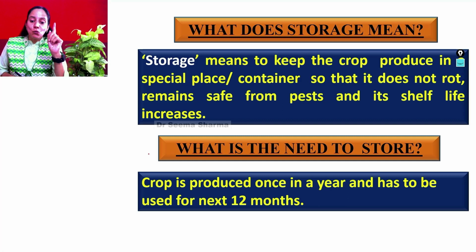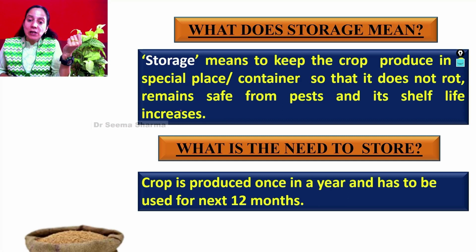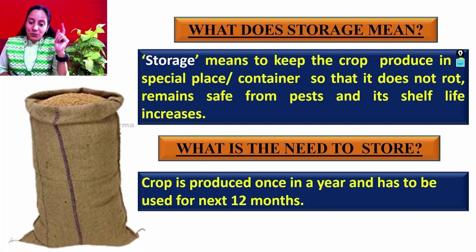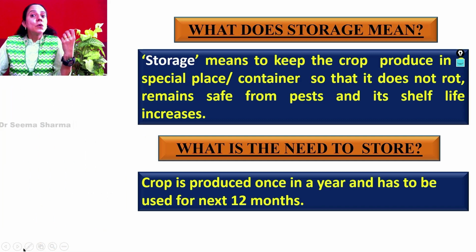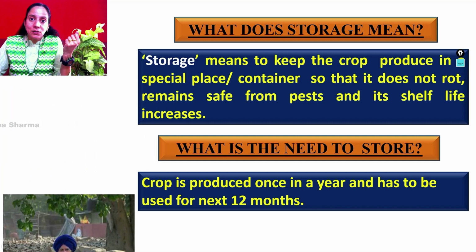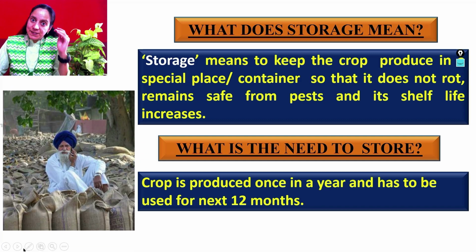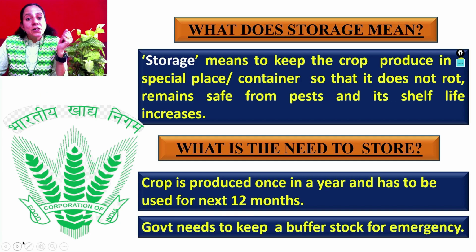Crop is produced once in a year and it has to be used for the next 12 months. So it should be stored properly. Farmer अपने लिए ही crops नहीं produce करता है, वो as cash crop भी produce करता है, and farmer is selling it in the ग्रेन मार्केट और वहां से गवर्नमेंट भी इसको बल्क में परचेज करके स्टोर करती है. व्हाई? गवर्नमेंट नीड्स टू कीप अ बफर स्टॉक फॉर इमरजेंसी.